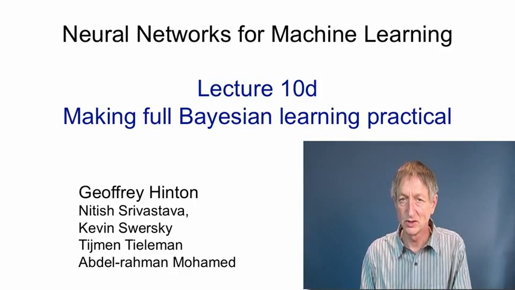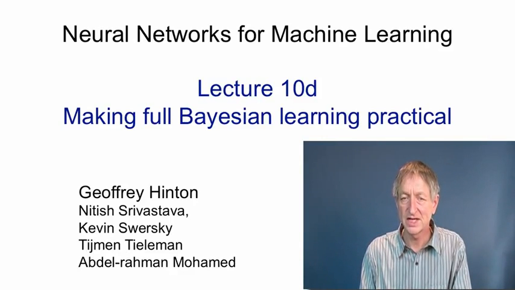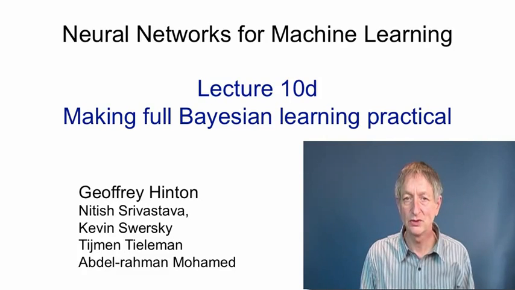In this video, I'm going to describe how to make full Bayesian learning practical for neural networks that have thousands and perhaps even millions of weights. The technique that's used is a Monte Carlo method, which seems very odd the first time you hear about it. We use a random number generator to move around the space of weight vectors in a random way, but with a bias towards going downhill in our cost function.